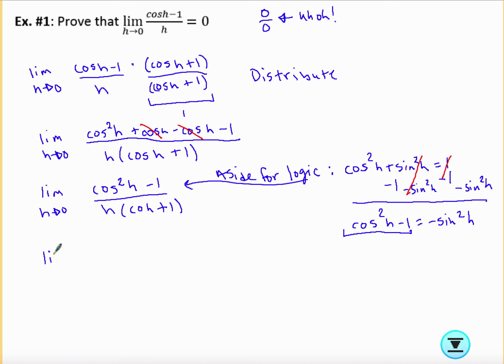Here we go. The limit as h approaches 0 of not cosine squared h minus 1, I'm going to say negative sine squared h, all divided by h times the, ooh, I forgot my s, the cosine of h plus 1. Okay, this is getting good, getting good.